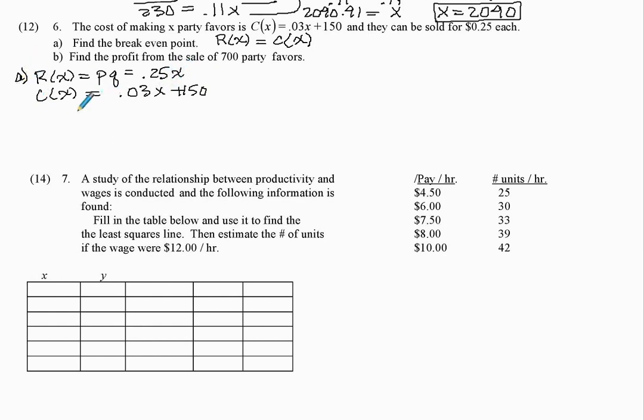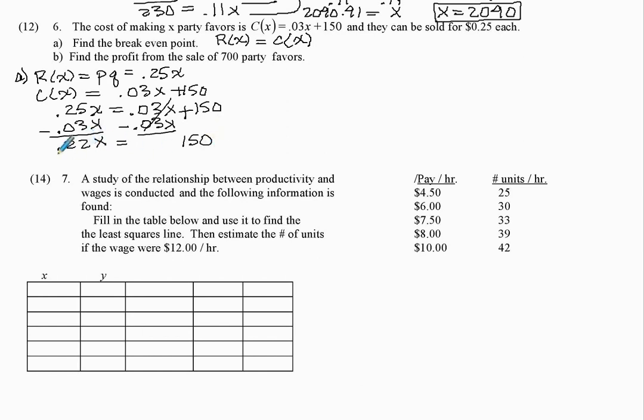So we set these equal, similar to what we did when we did equilibrium price and quantity. So 0.25x has got to equal 0.03x plus that 150. And we want to solve for x. We want to get the x terms on the left, so subtract 0.03x on both sides. And 0.25 minus 0.03 is 0.22x. These add to 0, so they cancel, equals 150.